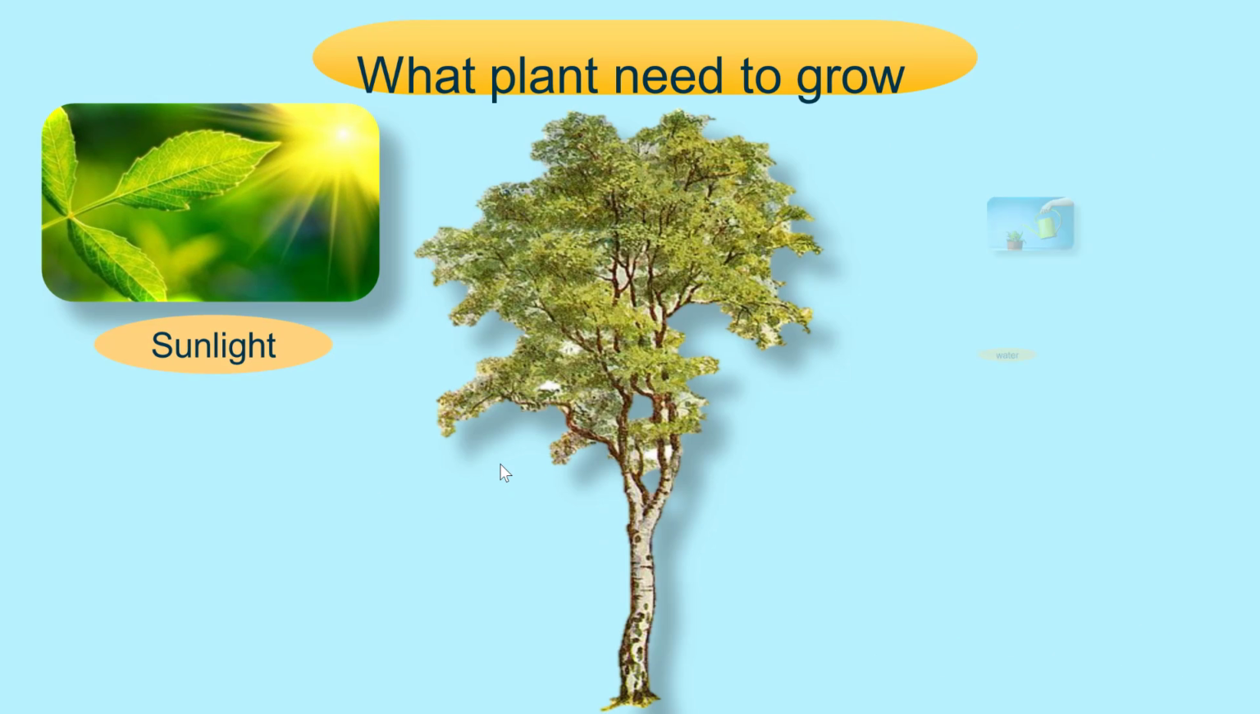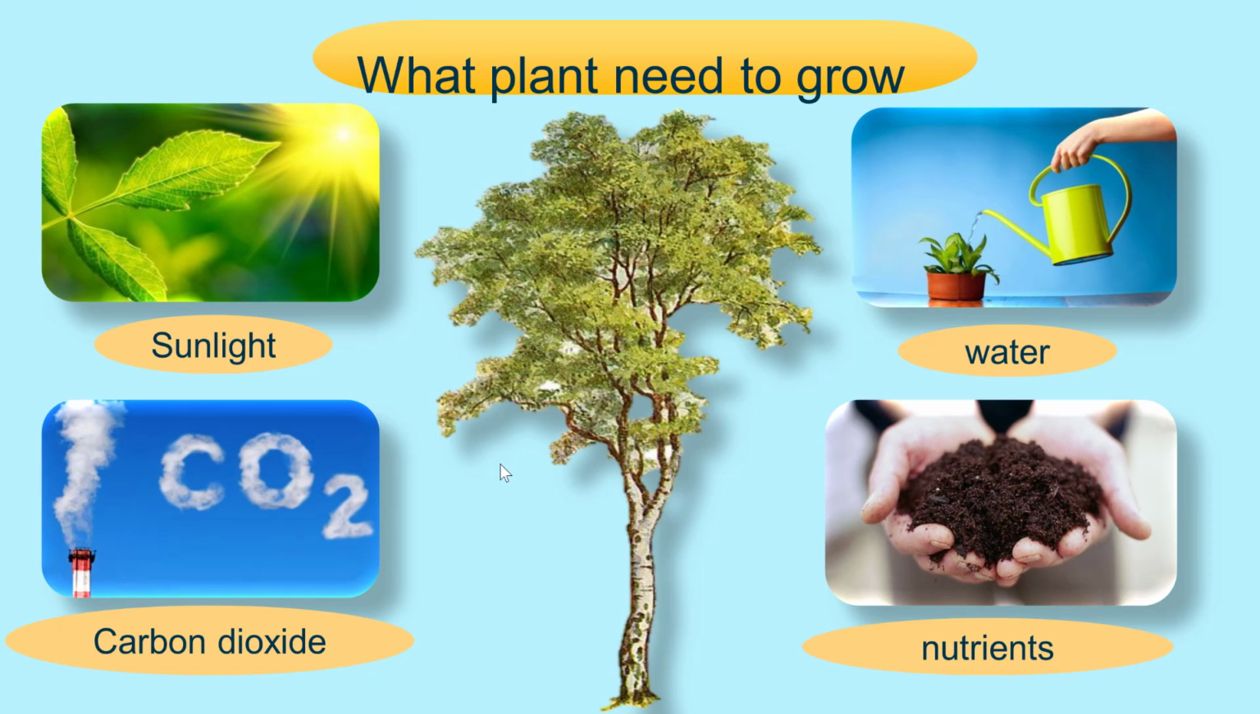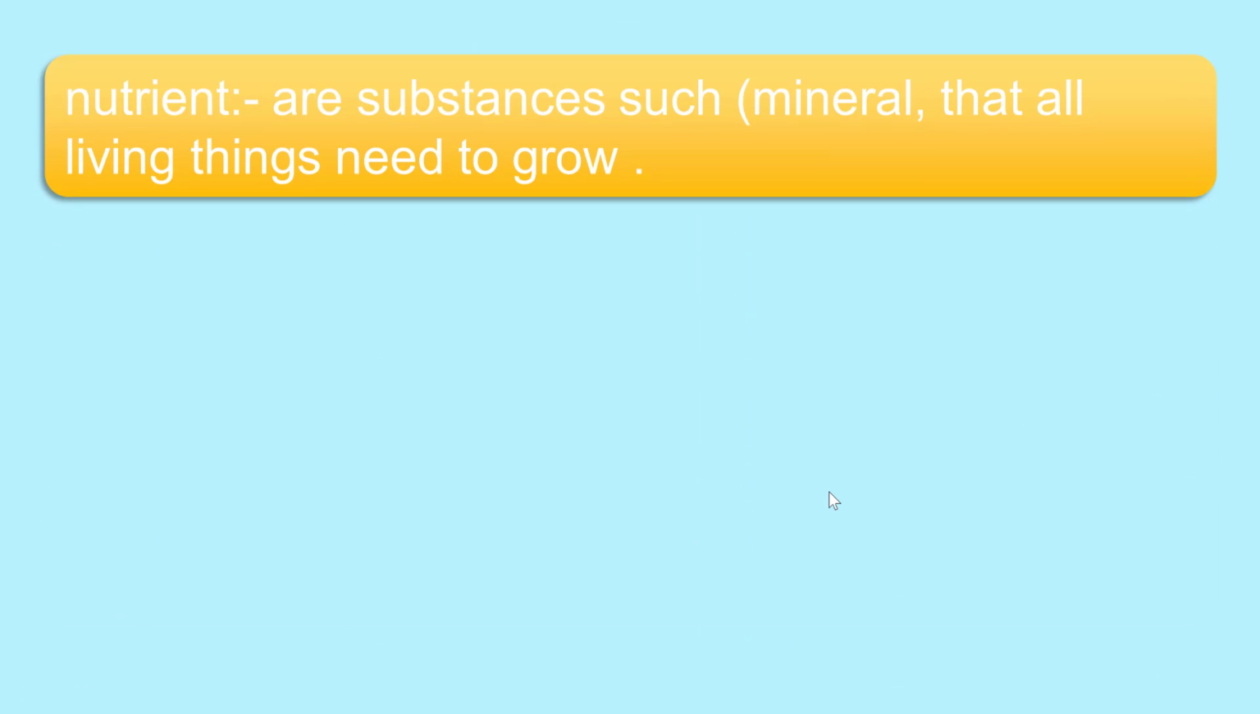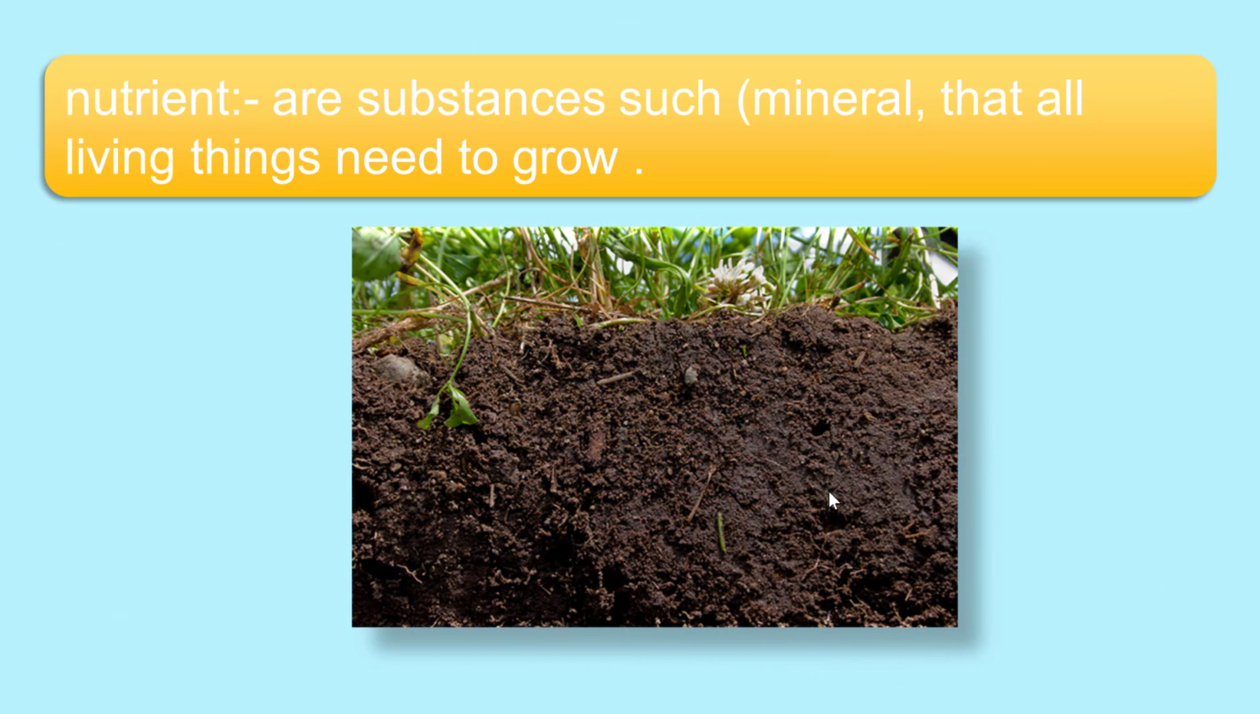So you should know that all plants need 4 things to grow: sunlight, water, carbon dioxide and nutrients. Sunlight, water, carbon dioxide and nutrients. You should write this in your notebook. Okay, what does a plant need to grow? Sunlight, water, carbon dioxide and nutrients. We have here nutrients. What are nutrients? Nutrients are substances such as minerals that all living things need to grow.